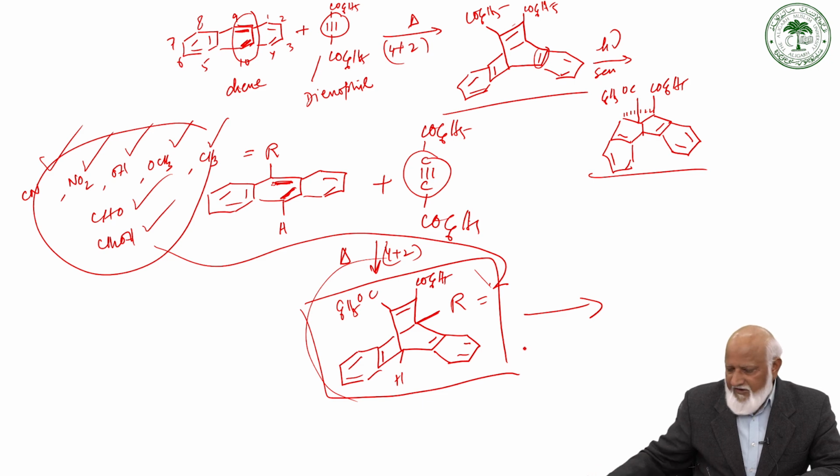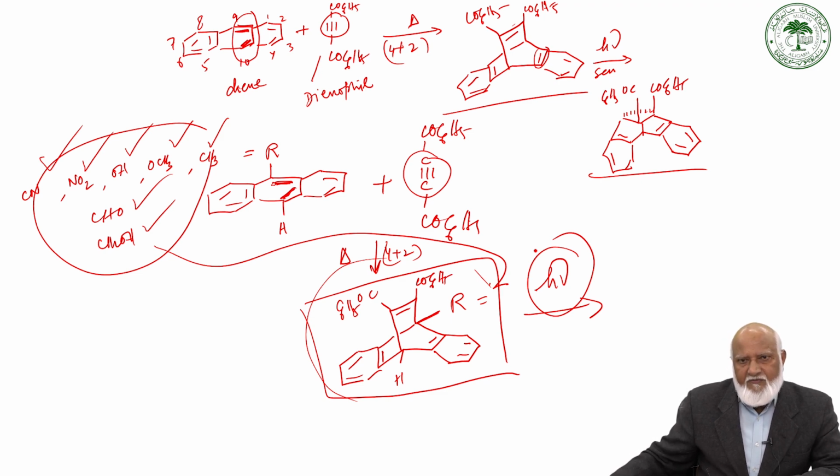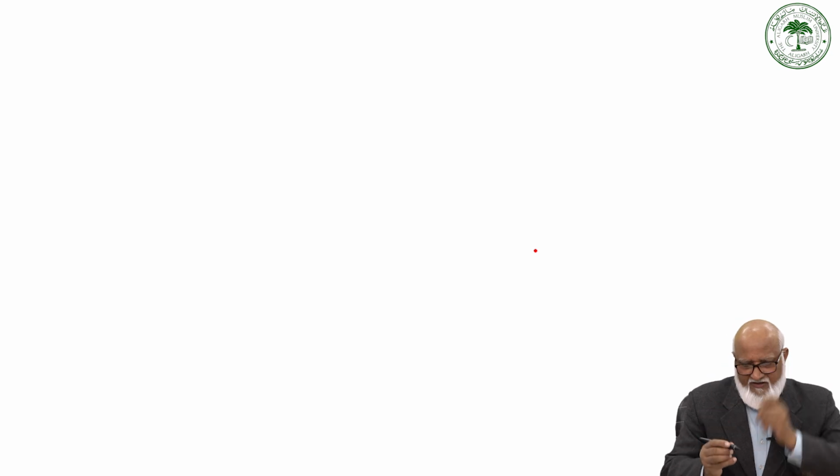dibenzoyl barrelene. Now the question is, what happens when we shine light? Whether we get a similar type of product, what is the fate of these substituents, where they come. So let us see the photoproduct.